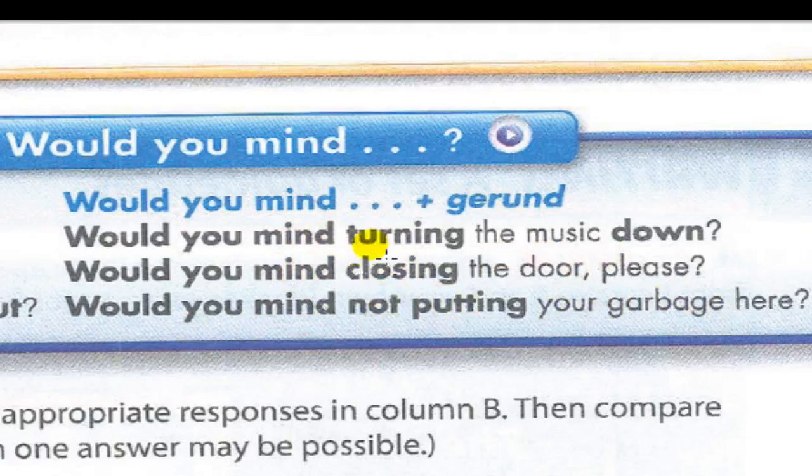So would you mind, verb plus ing. Negative: not, verb plus ing. So would you mind plus gerund, verb plus ing. You put here after would you mind, turning, closing, putting, verb plus ing. Negative, would you mind not, with not before the verb plus ing. This is the negative. Let's get this PowerPoint presentation.